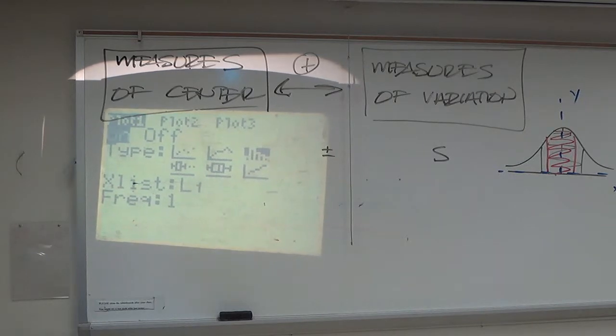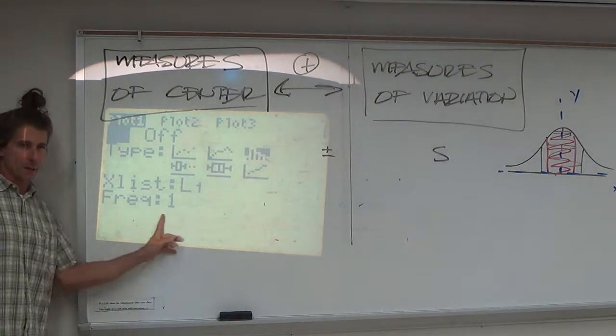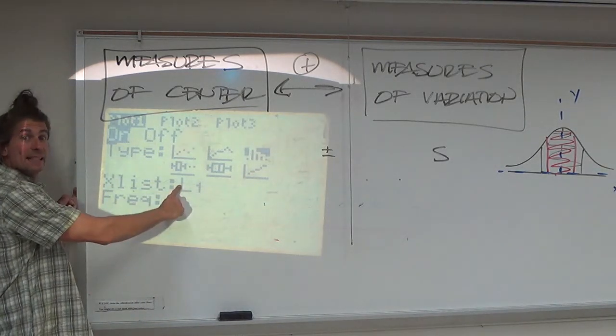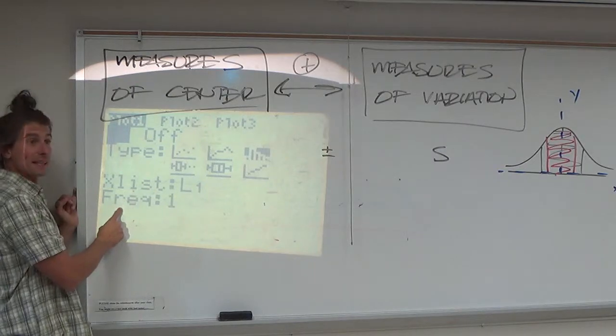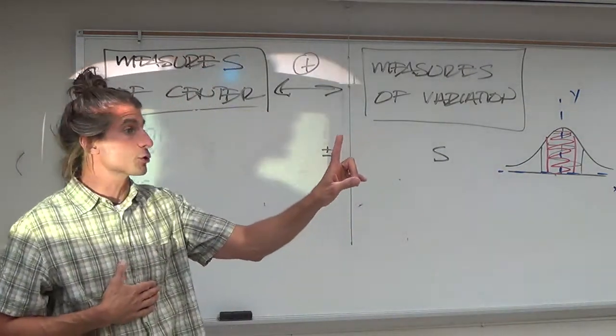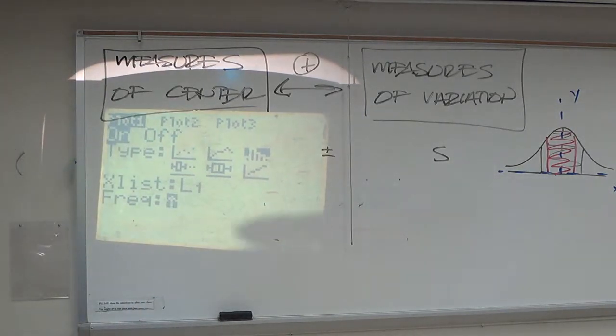Because I have to change this frequency list. Can you take a guess what this needs to be? L1 is actually what the data is. The data is the ages. What does the frequency list have to be now? L2 or L3, depending on which one you want to look at. I'm going to go with L2 for the top finishers. So I need to change that to L2.